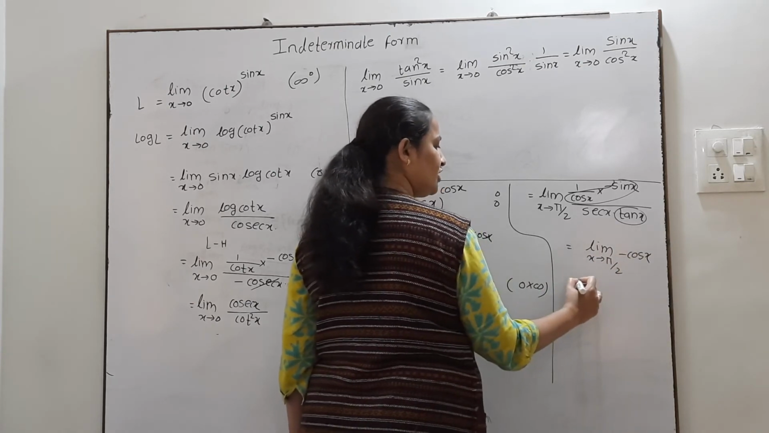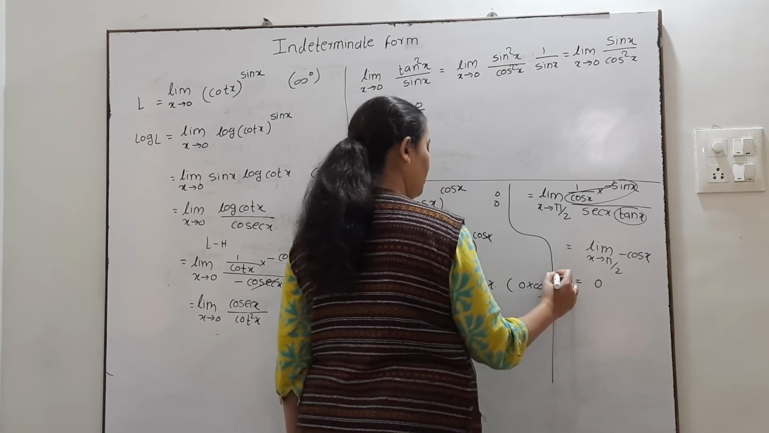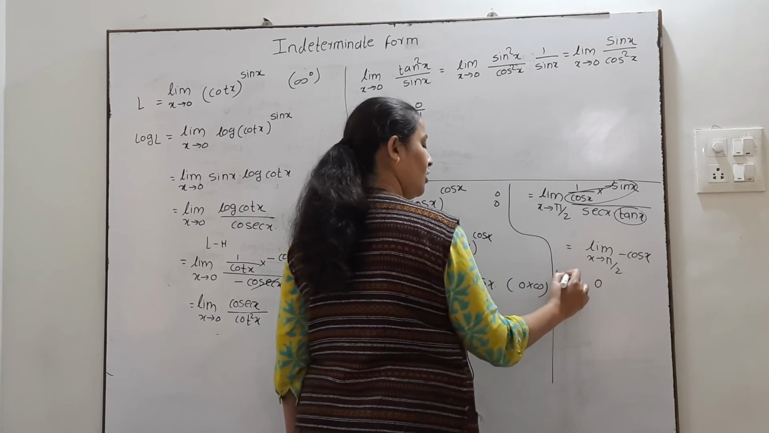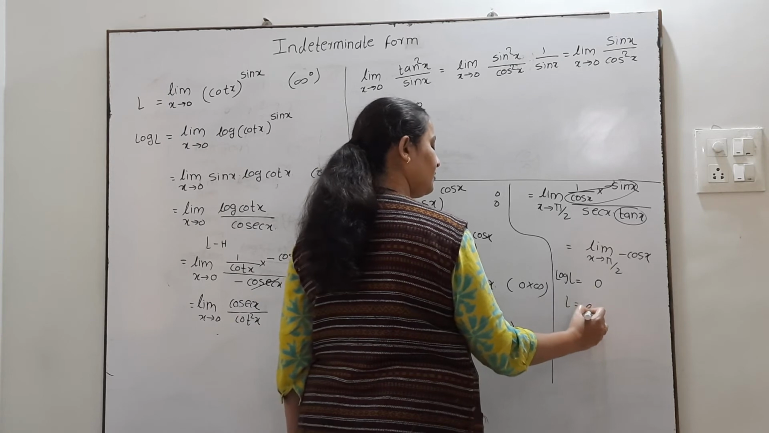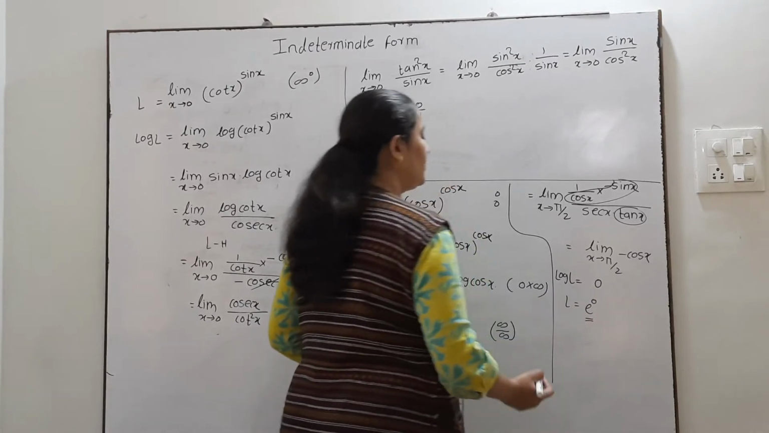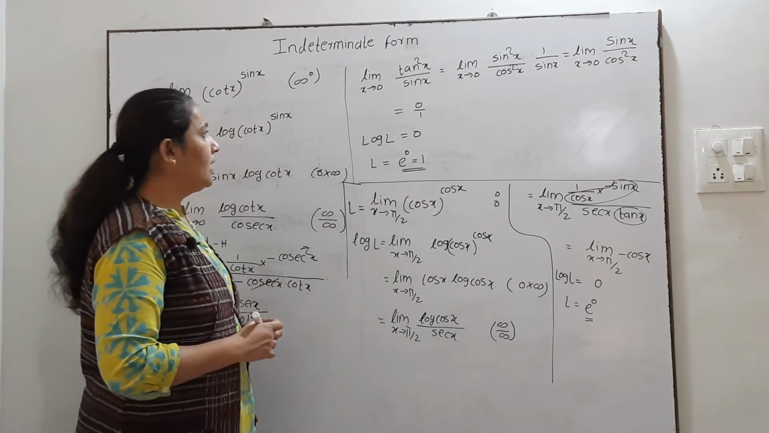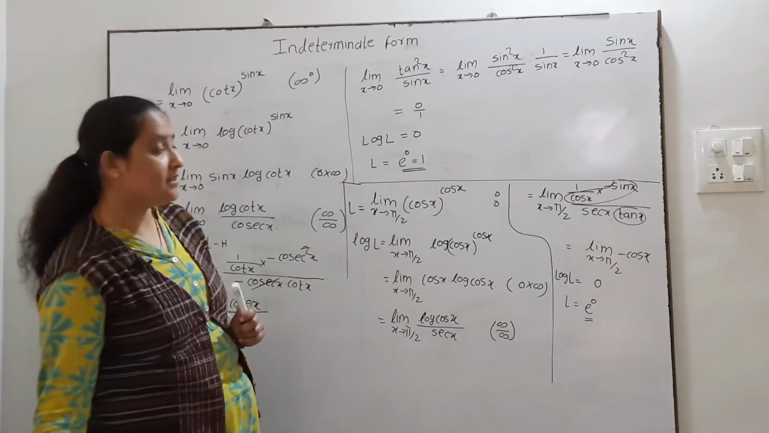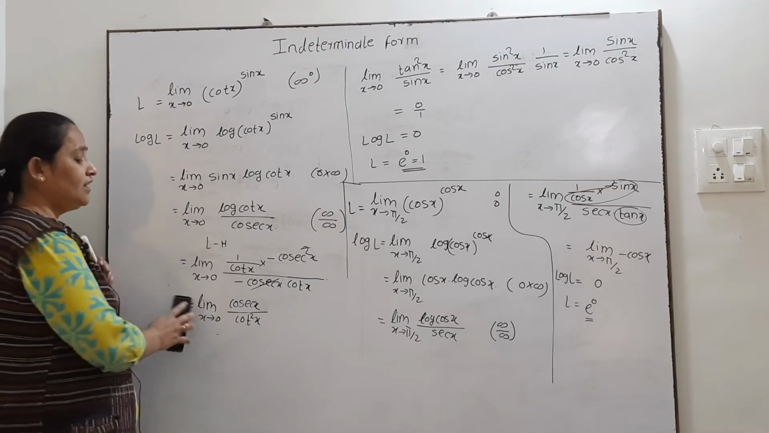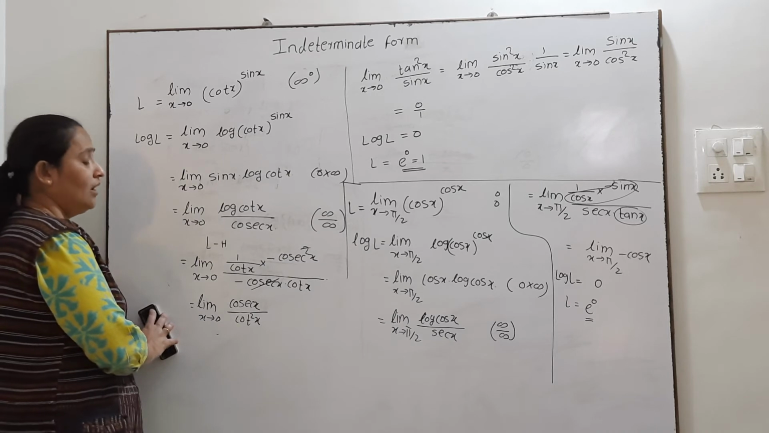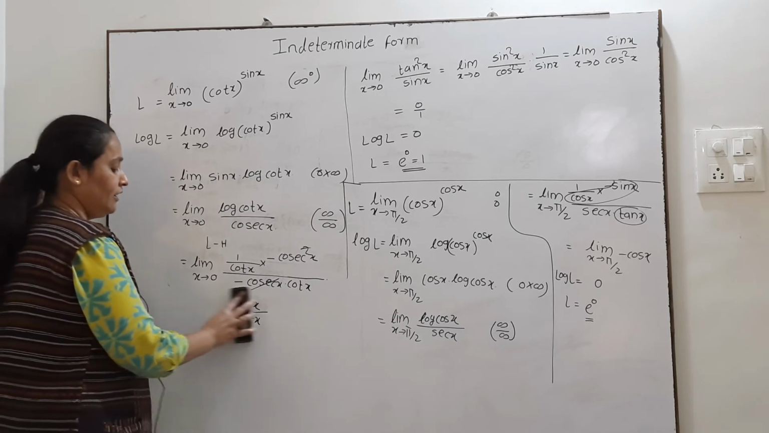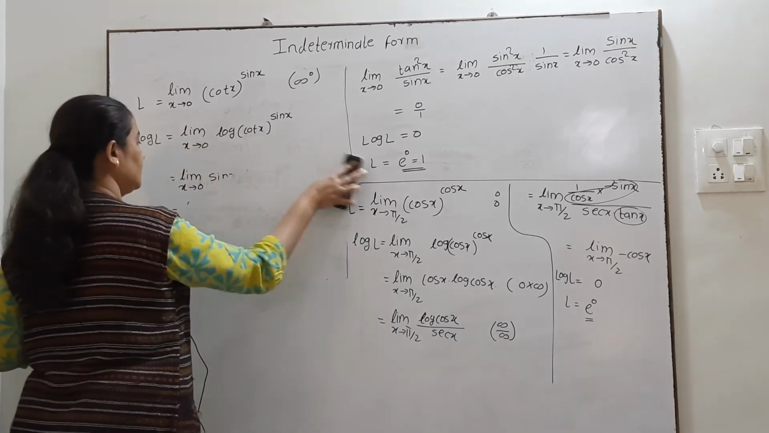Apply limit as x tends to pi by 2. This is 0, but this is the value of log L. This implies L is equal to e raised to 0. This is the procedure to solve the equation. I hope you understand how to solve the forms infinity raised to 0, 0 raised to 0 or 1 raised to infinity. We'll take one more example on this.